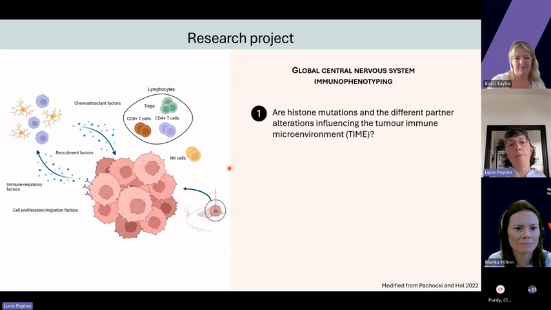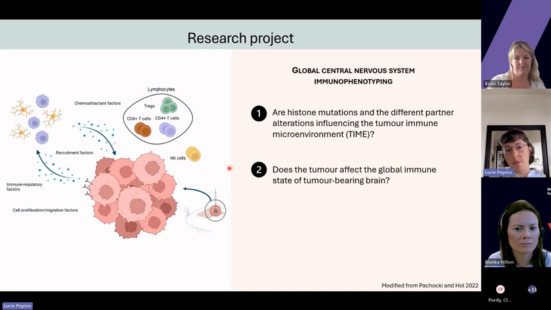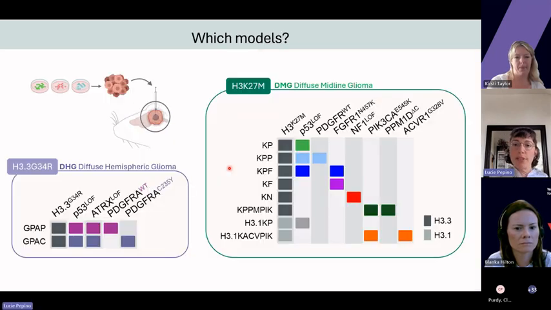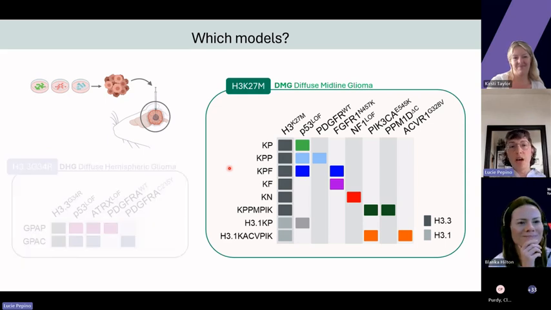And I want to answer three main questions. Are histone mutation and different partner alteration influencing the tumor immune microenvironment? Does the tumor affect the global immune state of tumor-bearing brain? And are tumor triggering immune cell recruitment through the meninges? So for that, I investigated the tumor immune microenvironment composition of 10 different models. But today, for time restriction issue, I'm only going to talk to you about data that I obtained for 5 models that are carrying H3K27M mutations, so they are diffuse midline glioma.